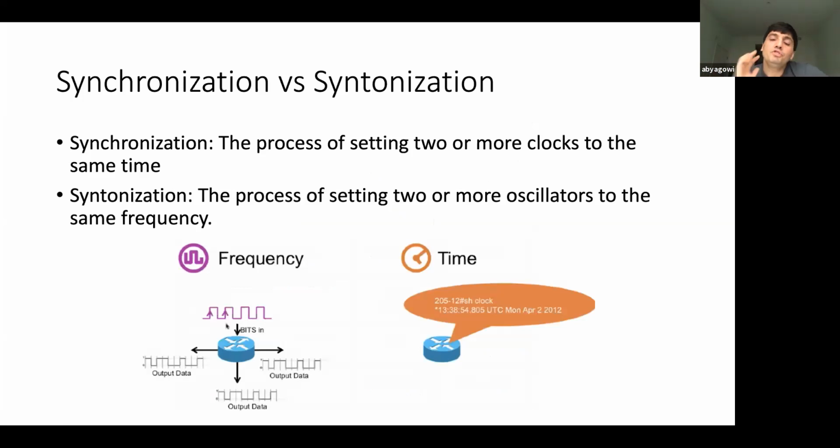We have two terms that we are using here in synchronization: synchronization and syntonization. Synchronization is you set the time, which we also call TOD, time of day. Syntonization is you setting the frequency. It means that I set the time with you, let's say at 12 o'clock, great. And then 5 seconds later, I check again and look at how much drift we got.